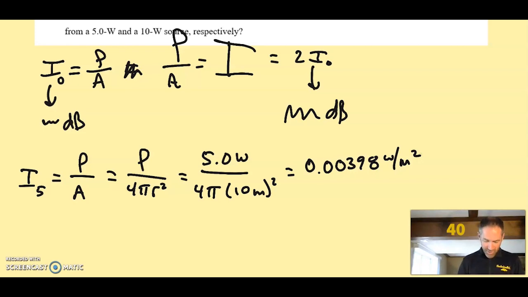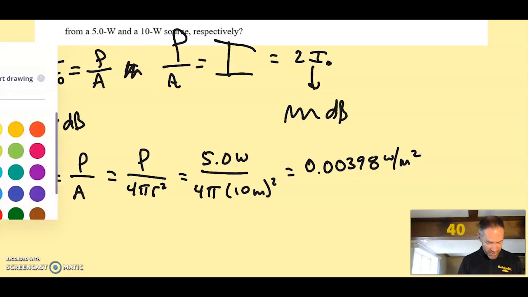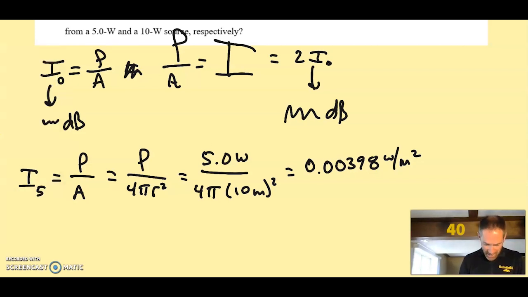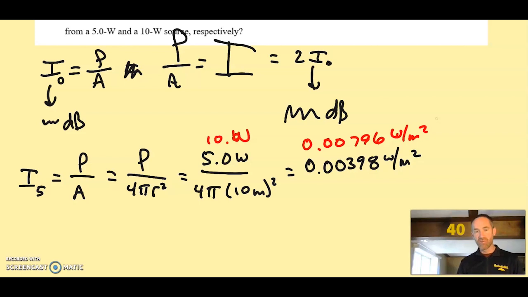And then they say, what about a 10 watt? Well, with 10 watt, it's not hard to see that now this numerator is going to be twice as big. And so this answer is going to be twice as big, 0.00796 watts per square meter.